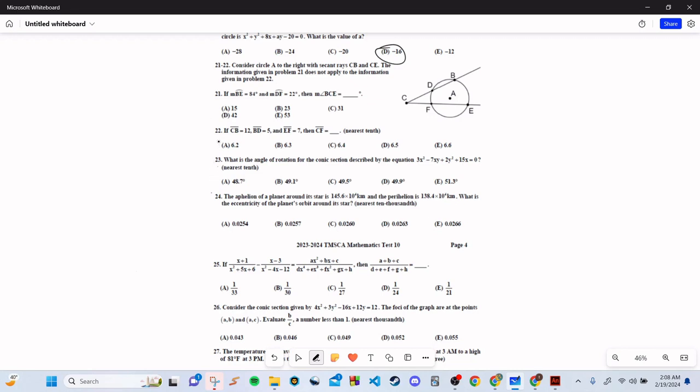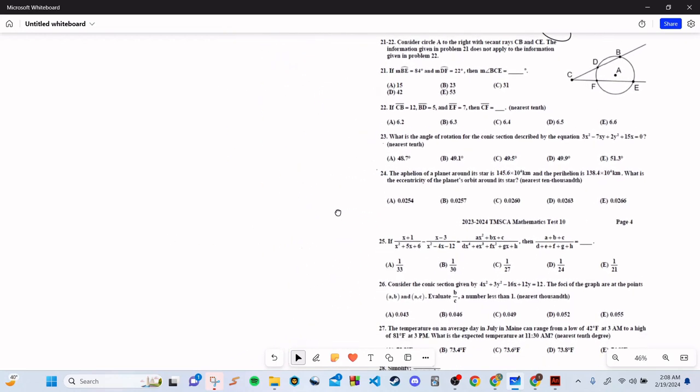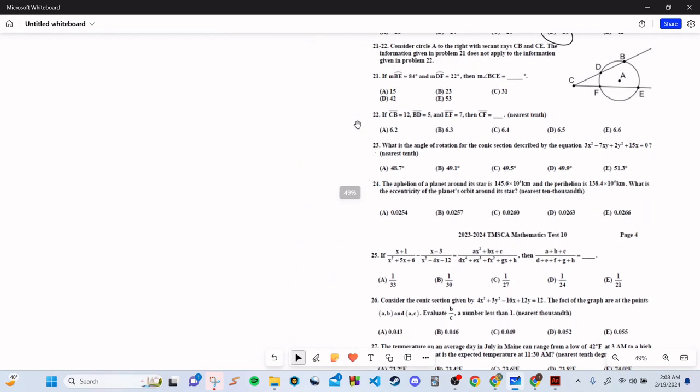Alright, so we're going to go over questions 21 to 40 now. So for 21, just move this. Okay, so what we're going to do here, it gives us the measurement of arc BE, which is 84 degrees, and DF, which is 22 degrees, and we want to know what this angle right here is.